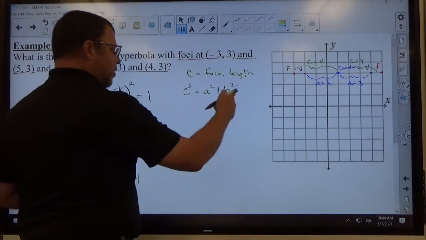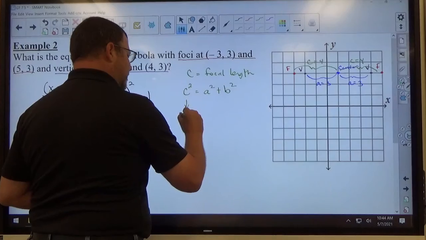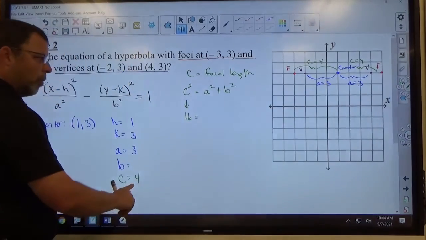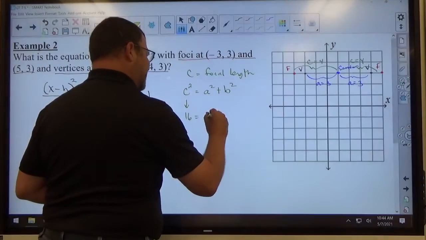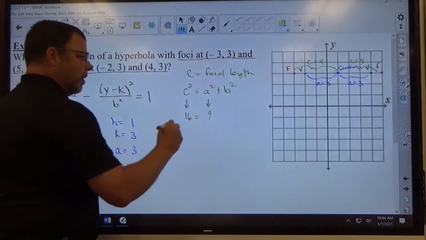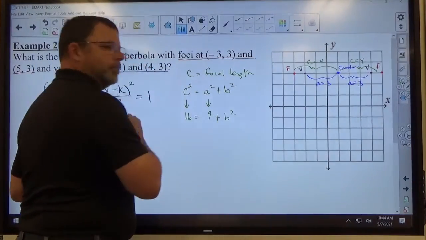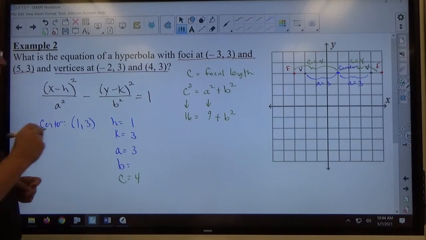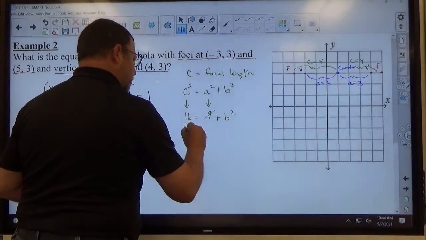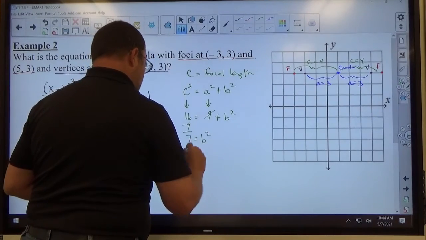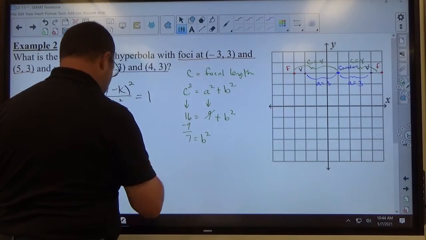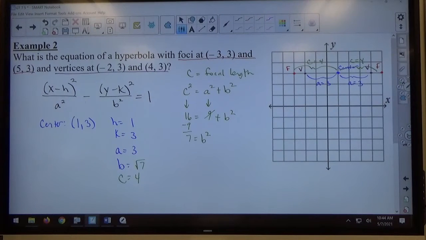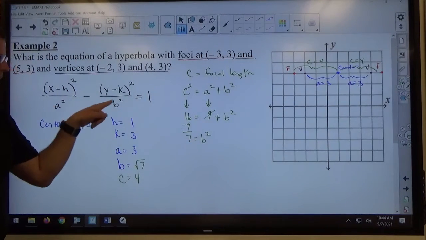And here's my relationship. c squared, which is going to be 16, because c equals 4, equals a squared, that's 9, because a is equal to 3, plus b squared, we don't know yet. Just take my relationship between a, b, and c, replace a and c with what I know, and I can figure out what b is. So if I move the 9 over, I'm going to get 7 equals b squared. So b officially equals the square root of 7. What goes in the formula? b squared. So b squared is 7, right?